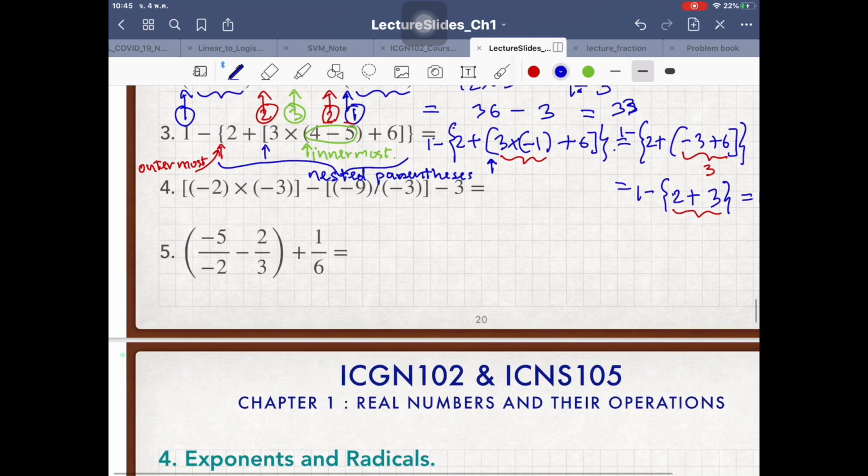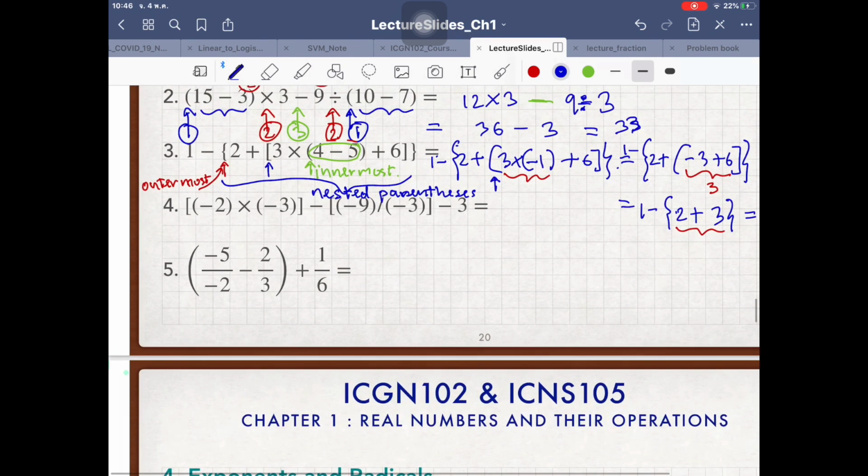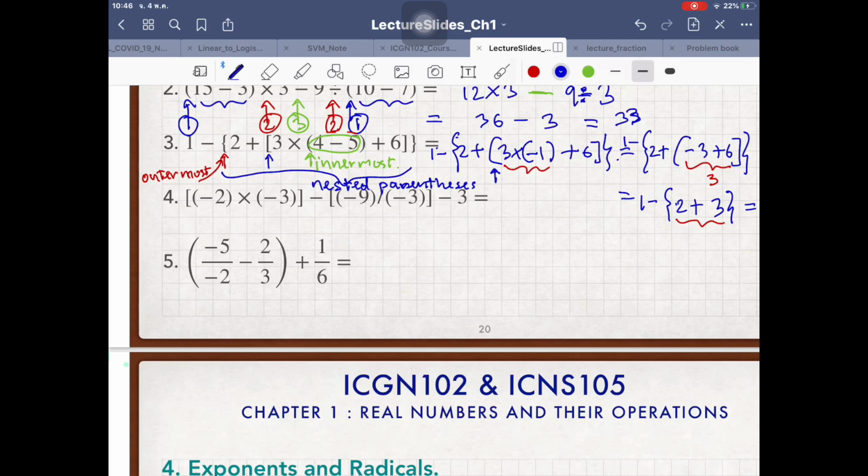So now let's move to the next problem. All right, here you see the square brackets. They are going to have the same priority, but keep in mind that you start calculating from left to right. So the first thing is you calculate inside the first square bracket, minus 2 times minus 3. Now you get plus 6. Keep in mind that when you multiply minus and minus, you get plus.